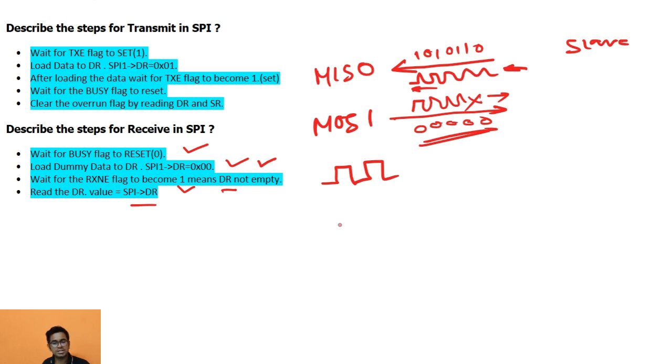It is a very important question that is asked in interviews: how do you receive data from a slave? You need to answer that we need to send some dummy data first to the slave in order to receive the data from the slave. So I hope it is clear.